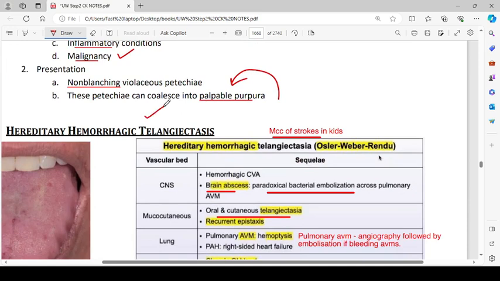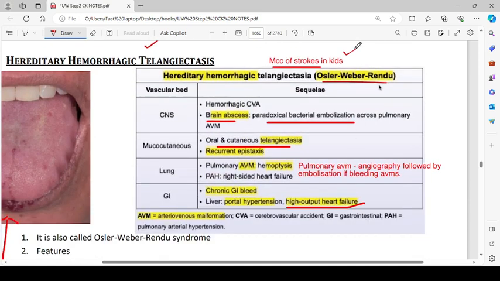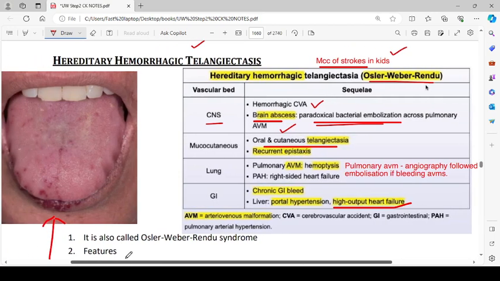Hereditary hemorrhagic telangiectasia, which is also called Osler-Weber-Rendu syndrome. Most common cause of stroke in kids. The characteristics are, in the CNS, they cause hemorrhagic cerebrovascular accident, brain abscess, paradoxical bacterial embolization across the pulmonary arteriovenous malformation. Mucocutaneous presentations include oral and cutaneous telangiectasias and recurrent epistaxis.